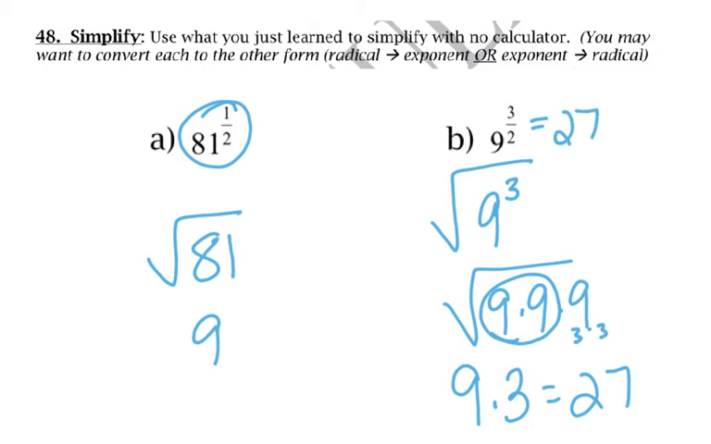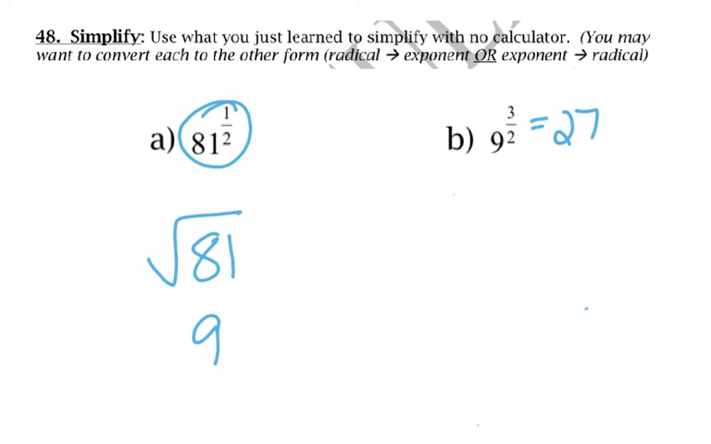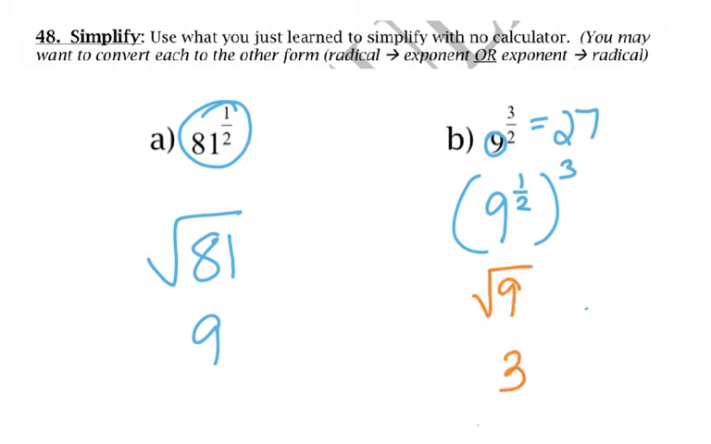You could also use your rules of exponents to think about it like this. You could say 9 to the 1/2 power to the third power, because if you think about it, you would just multiply those exponents to get 3/2 power. The reason why that's helpful is because 9 to the 1/2 power means the square root of 9, which you know is 3, and now take it to the third power, which is 27.